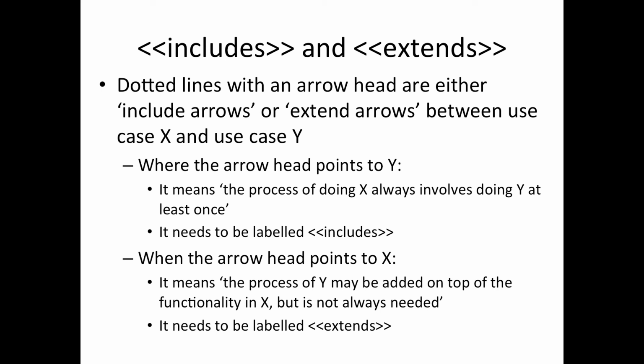When the arrowhead points to X, it means that the process of Y may be added on top of the functionality of X, but is not always needed. It needs to be labelled extends. So include is must have, think about it like that. Has to happen in order for it to work. Extends is it doesn't always have to happen. It can actually be an optional extra. It can actually add some more functionality to what we're trying to do.